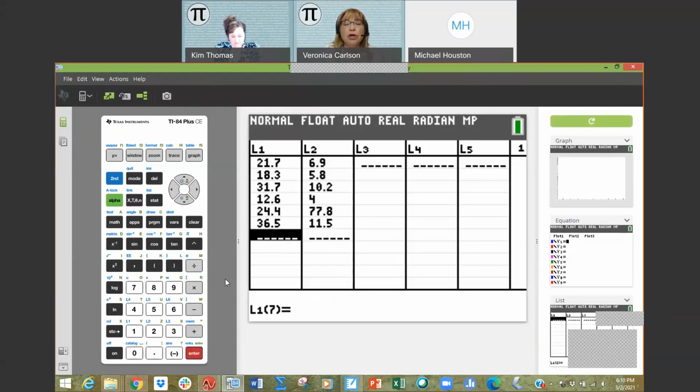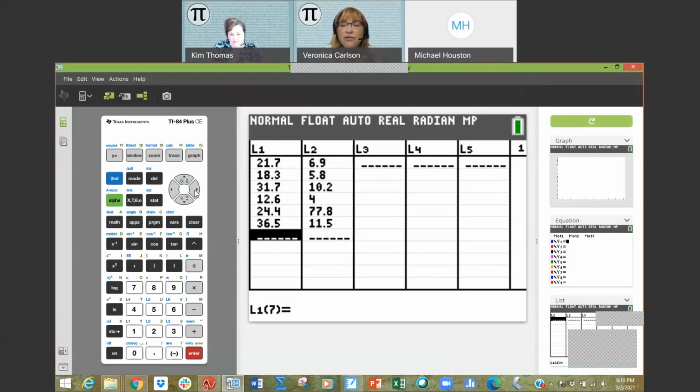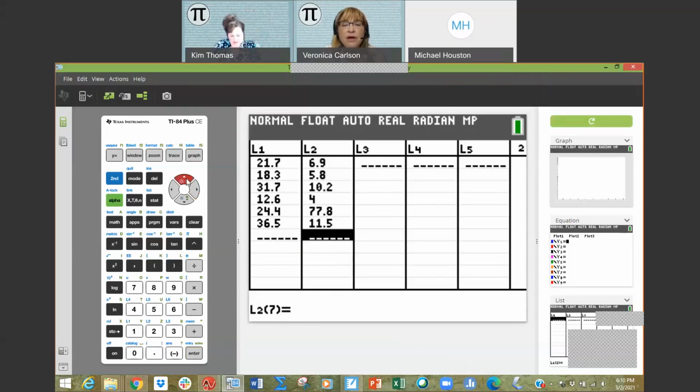Okay, so I have the circumference around for list 1, and I have the diameter in list 2. Now, if you want to check to see how well you measured, or you can skip to doing a scatter plot right away, but just because I want to show the capability of the TI-84 CE, I would like to move over to the top of list.